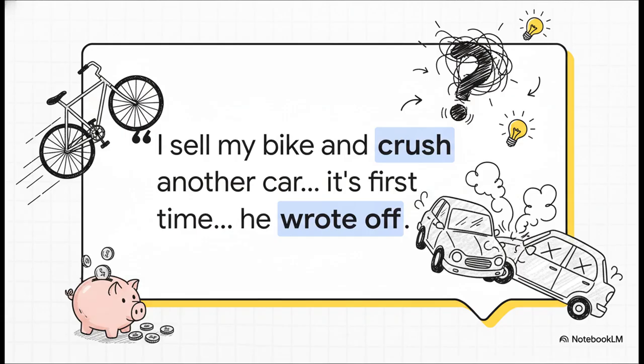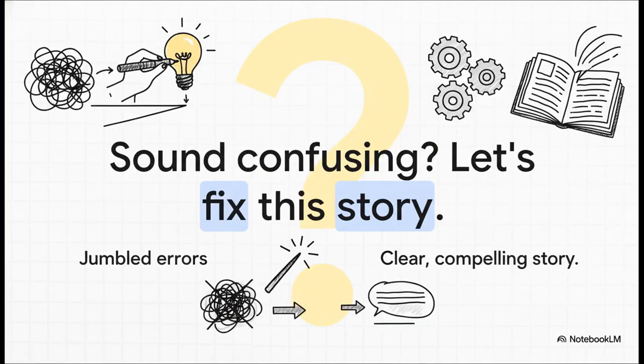Okay, so let's take a look at our starting point. The basic idea is definitely there, a bike, a car, some kind of accident, but whoa, the details are pretty confusing. Crush another car? What does that really mean? And who rode off? It's a classic case of having all the right ideas but just needing the right words to connect everything. But here's the good news.